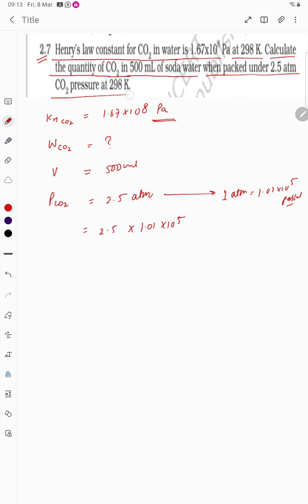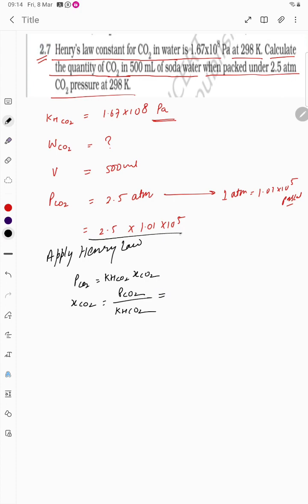Now, W_CO2 they are asking. So what we can do here is apply Henry's law. P_CO2 is equal to K_H into X_CO2. So we require X_CO2, that is P_CO2 upon K_H. P_CO2 is in Pascal.